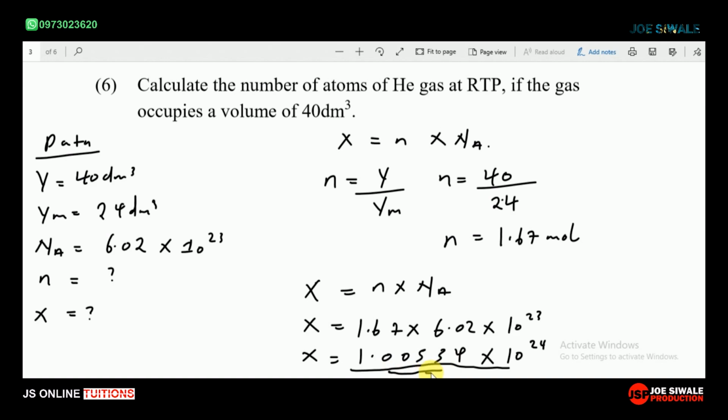So that's all about the molar volumes of gases. So the most important thing that you must take note when calculating the molar volume of gases is to use the formula of volume is equal to number of moles multiplied by the molar volume. And you know that the molar volume can either be at standard temperature and pressure, which is 22.4 cubic decimeters, or at room temperature and pressure, which is given as 24 cubic decimeters.